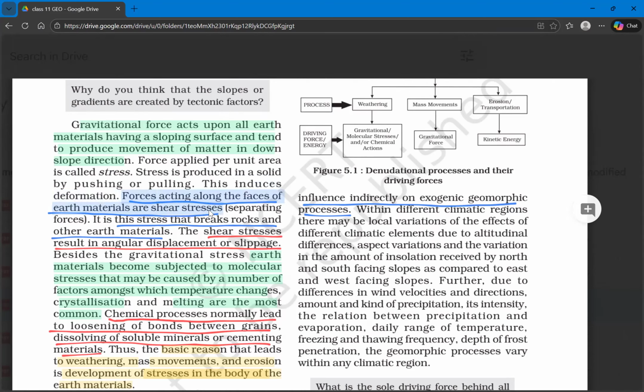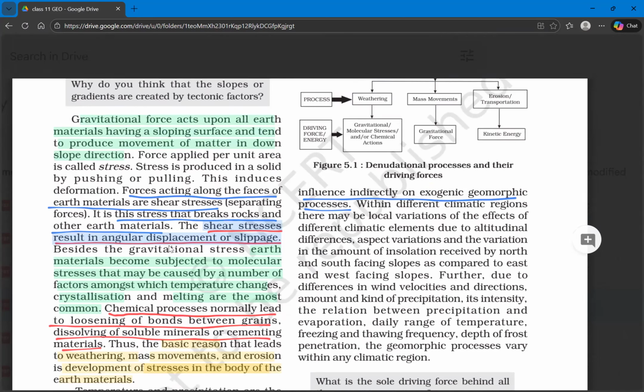Forces acting along the faces of earth materials are called shear stresses. So what happens when force is applied along the faces of earth material? These are called shear stress. It is this stress that breaks rocks and other earth materials. So which stress breaks the rocks? That is shear stress. The shear stresses result in angular displacement or slippage. So what happens when it is applied? It results in angular displacement or slippage of the rocks.